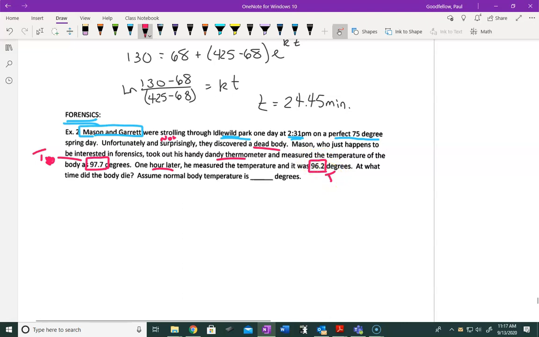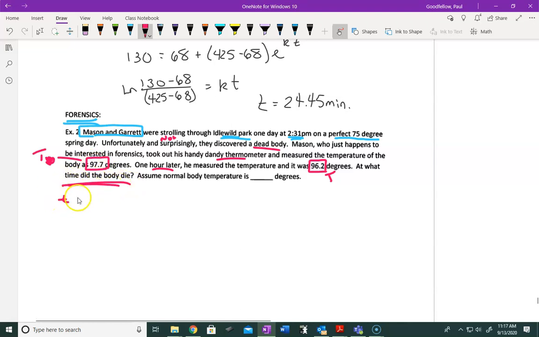Now, this is exactly what the coroner does when he arrives at a scene. He will take the temperature of the body, the victim, and then they will wait a certain amount of time and take the temperature again. The cooling process still continues until the body's at room temperature. At what time did the body die?